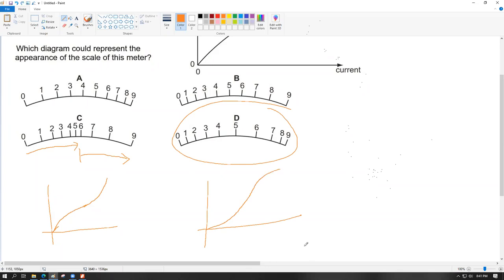Something like that. See if it makes sense. For both of these graphs, the transition point of the gradient, as per the shown scales, is 5. Do you see that? Up to 5 is what we are having here. Any question about this one? Any further question? No, sir. Good.